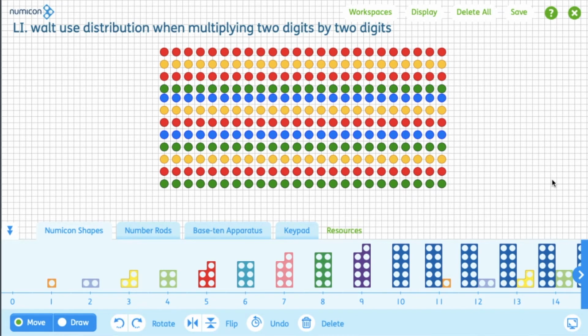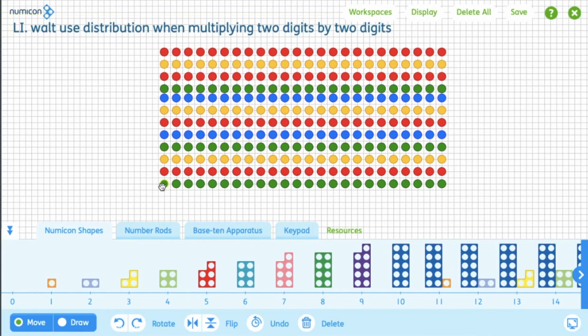Okay, so yesterday we were working on using distribution to multiply a single digit number by a two or three digit number, and today we're going to extend that knowledge to multiply two digits by two digits using a similar window method.